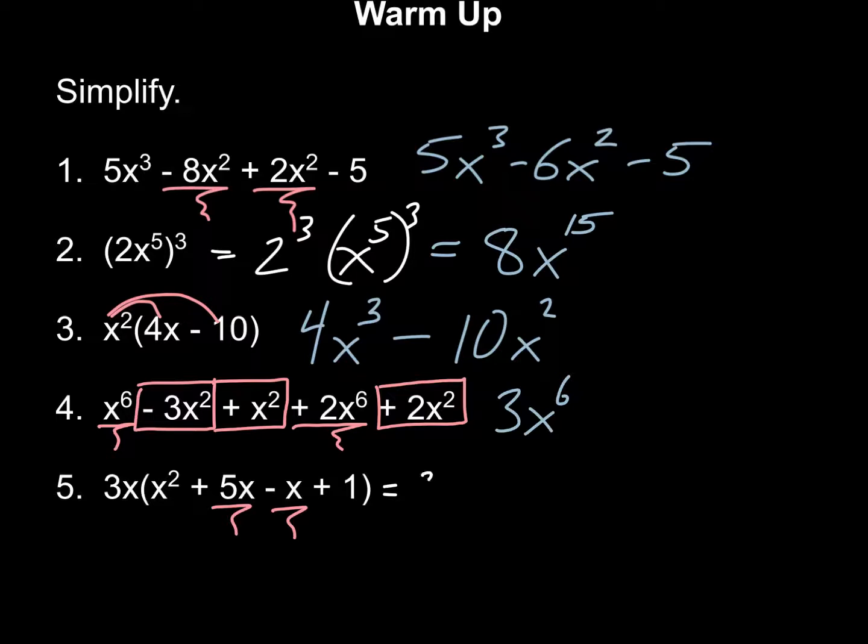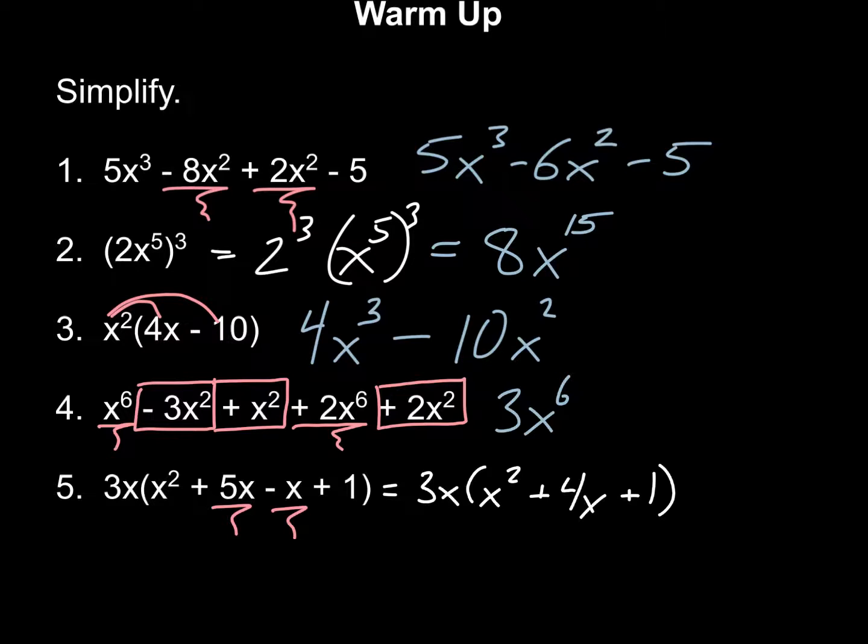So the 3x, I'm not doing anything with it yet. The x squared is unchanged. Now I do 5x minus x. I have 5 x's, I take away 1x, I'm left with 4 x's. And then the plus 1 there, because again, I'm not distributing yet.